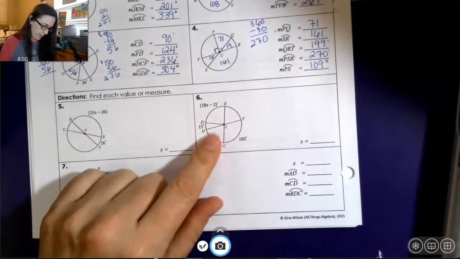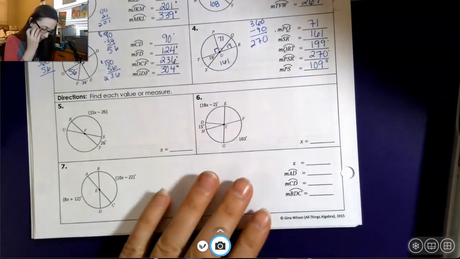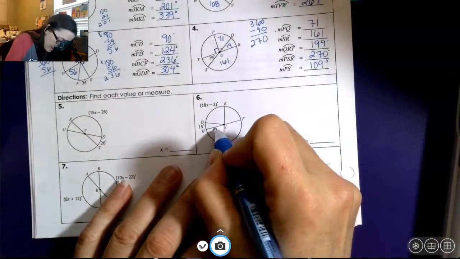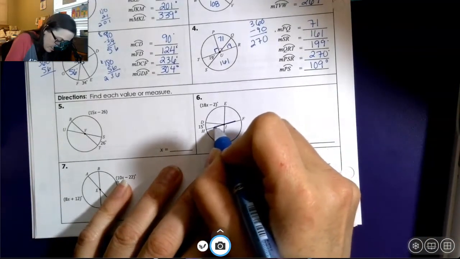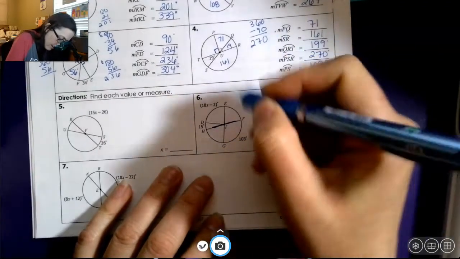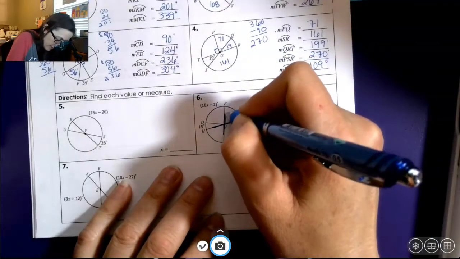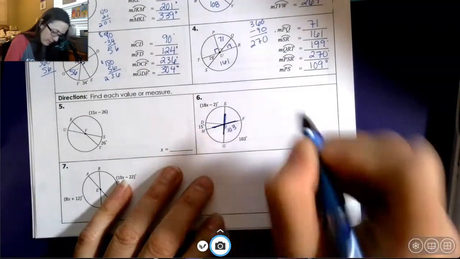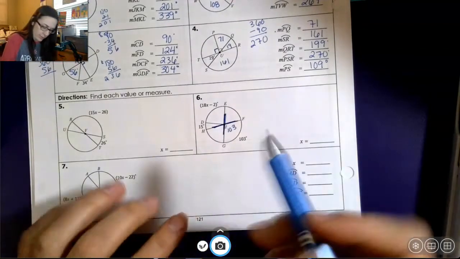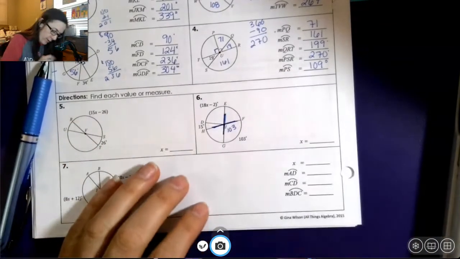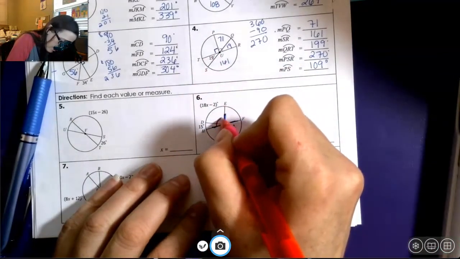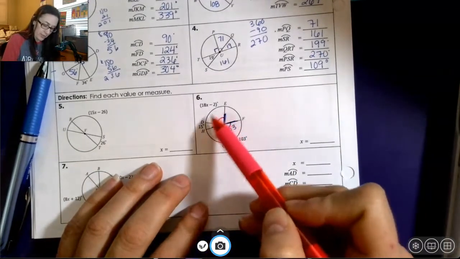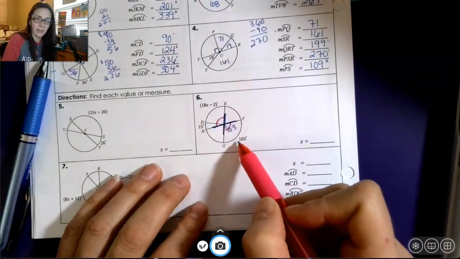I'm going to come down and do this one here. Now, we want to solve for x. I know that this right here and this right here intersect. If this is 103, this is 103, which means, the way I drew these, that these together have to be the same as this over here because they're vertical. So these two arcs have to add up to 103.